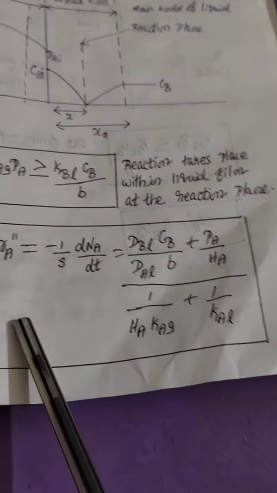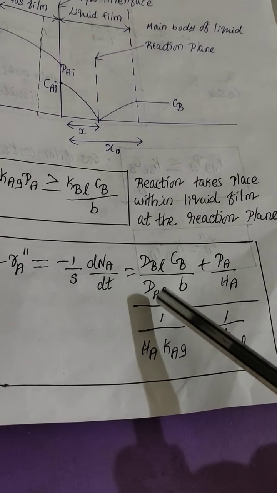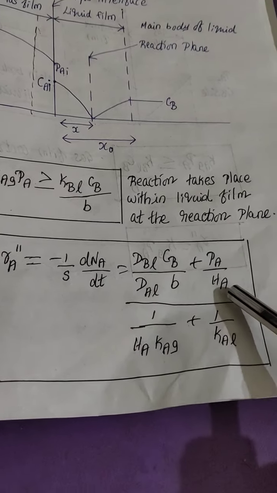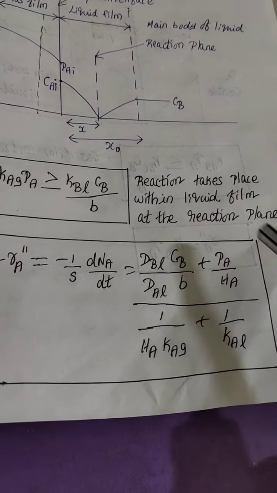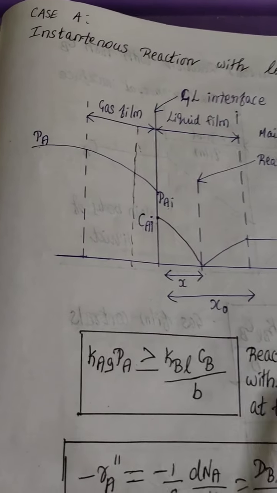And this is going to be the rate equation. In the rate equation, you can find that we have the diffusivity terms of A and B, Henry's law constant, partial pressure, then kAg, kAl, the mass transfer coefficients. So now we have seen instantaneous reaction with low CB.